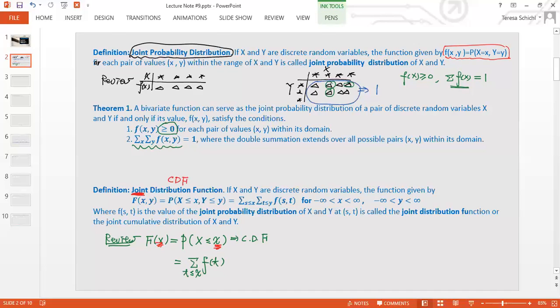For the joint, it's the same. If you give me X and Y, the joint CDF is what? You add all the probability where X is less than or equal to x and Y is less than or equal to y. So basically you need to add both X and Y. If you are clear, the definition and the theory are pretty similar to one random variable. So let's see how we do some examples.